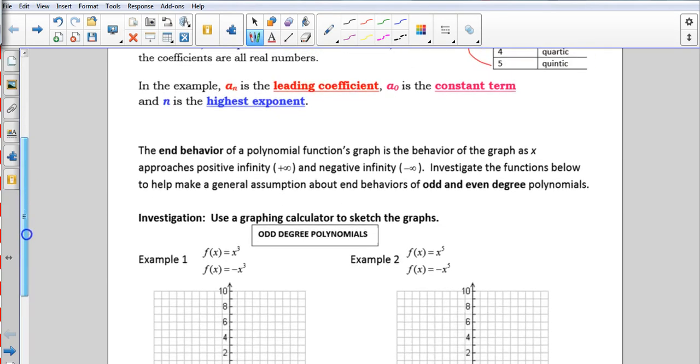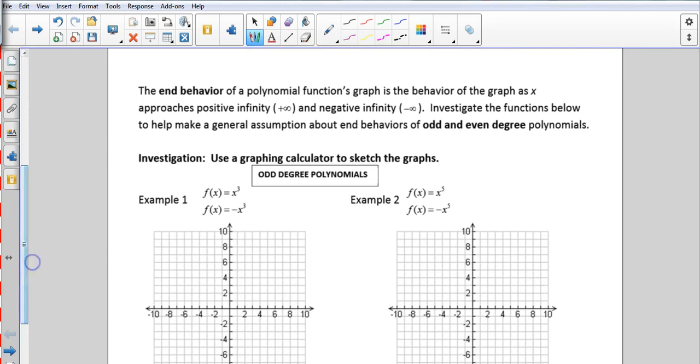Now, new term here, even though we've been talking about it for a while. Every time in the past we've talked about the domain and range, we talked about infinity and negative infinity. The end behavior of a polynomial function's graph is the behavior of the graph as x approaches positive infinity and negative infinity. So as it goes left to right, the domain.